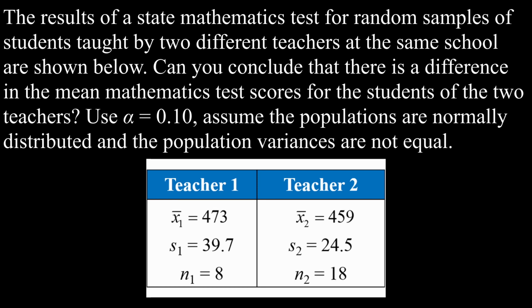And we want to see if we can conclude that there is a difference in the mean math scores for the students of the 2 teachers, where we're letting alpha equal 10%, 0.10, and assume that the populations are normally distributed and the variances for them are not equal.